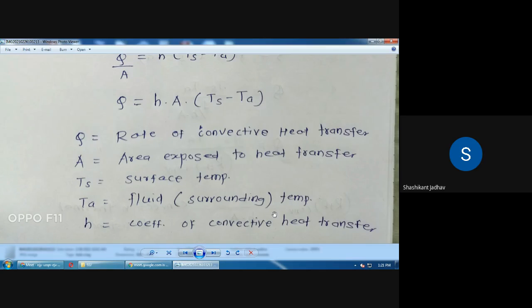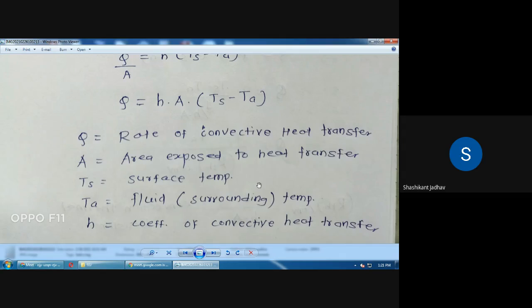Write down h is equal to coefficient of convective heat transfer. So can anyone tell me what is the unit of h? Put that answer in the chat box immediately. What is the unit of h?